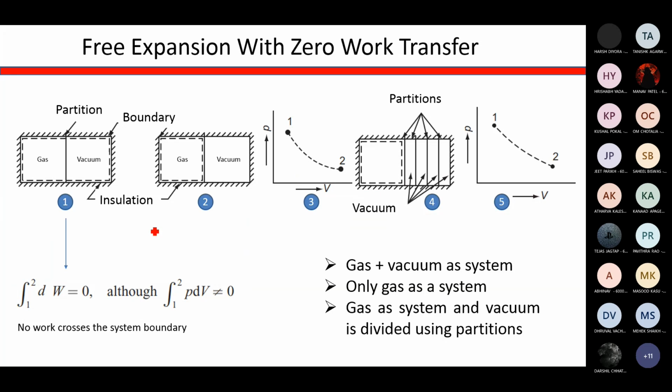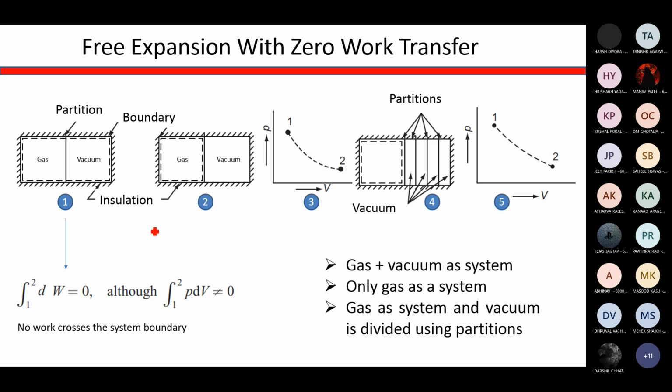Now, moving further, we'll talk about the free expansion process, and this free expansion process happens with zero work transfer. So I am making the statement well in advance that the work done in the free expansion process is 0. If I say the integral of dW or integral PdV is equal to 0, this is what I am saying well in advance. This free expansion process is the zero work transfer process. This is the statement I am making.